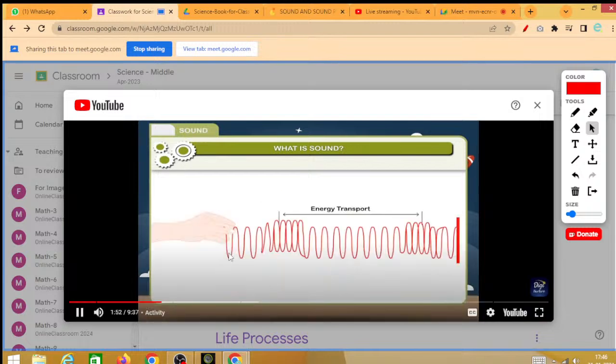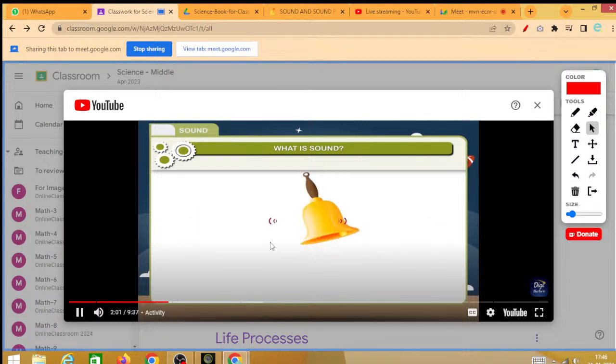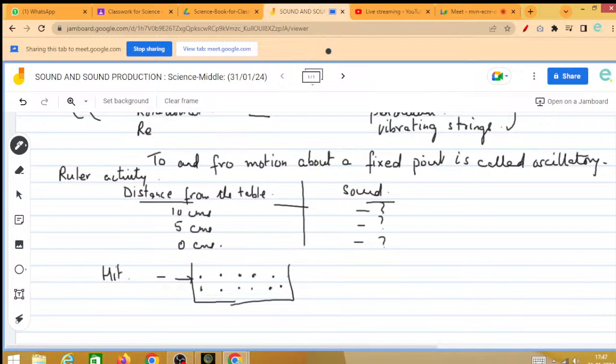Hence, we conclude that sound is a form of energy, and this energy is carried away by particles vibrating about their mean position. In this way, sound travels in solids. Up and down, up and down. And this motion will be carried forward. So they'll keep on vibrating around their mean position. It is transferred from one particle to the next, reaching our ears so that we can hear.